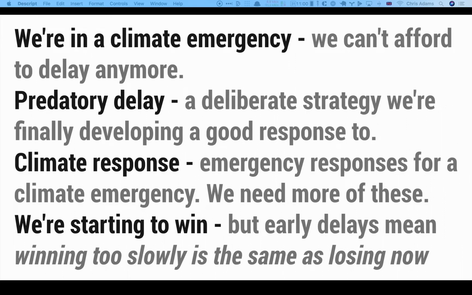Okay, let's have a quick recap before we finish up. So, climate emergency. Yeah, it's a thing. We can't wait anymore. Predatory delay. This has worked for longer than most of us have been alive, but it's no longer as effective as it was. Climate response. Our response to the climate emergency. We're finally seeing mobilisation at all levels of society, and it looks different in each case. But we need more and bigger responses. Now finally, we need more and bigger climate responses because even though we're starting to win, winning too slowly now is the same as losing.